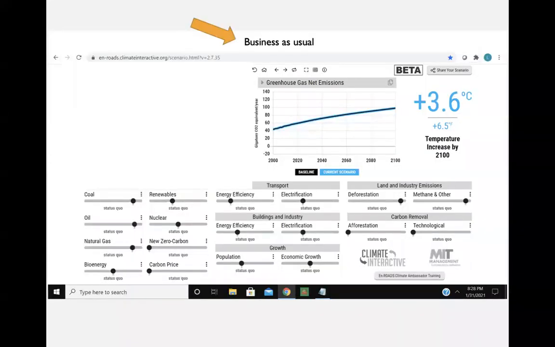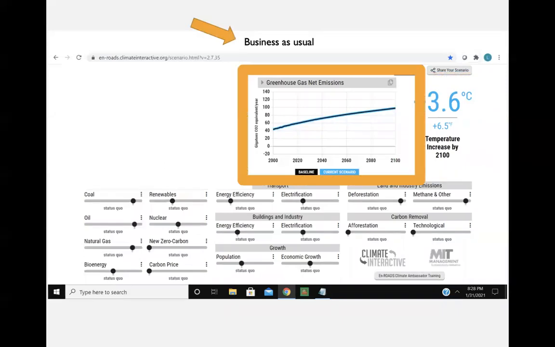This shows business as usual. That's this slide right here. Today, for simplicity, focus on the orange square. Right now, we're looking at a temperature increase of 3.6 degrees by 2100. So this is the forecasted temperature rise. The goal is 1.5 degrees, and this is Celsius, not Fahrenheit. So this is a bad forecast.